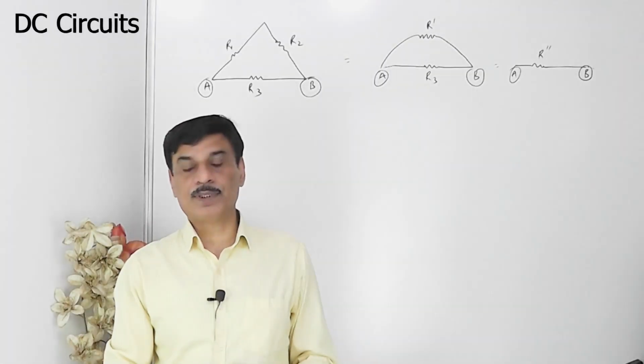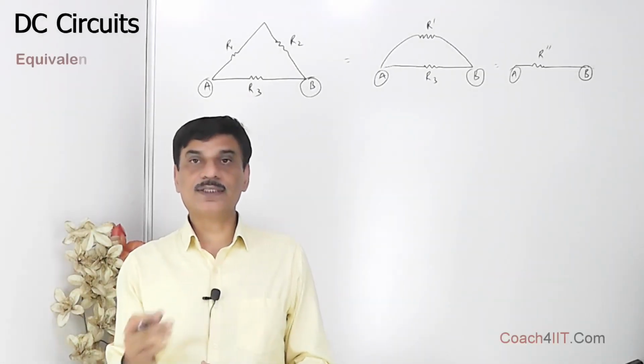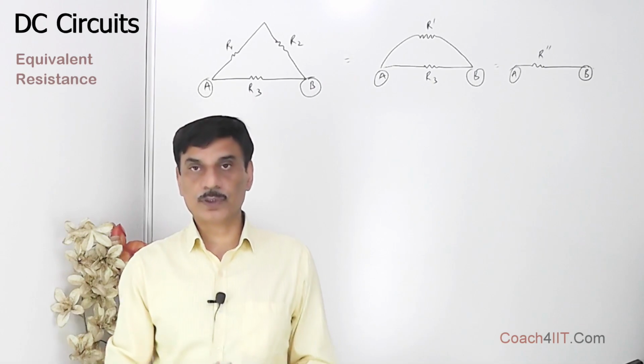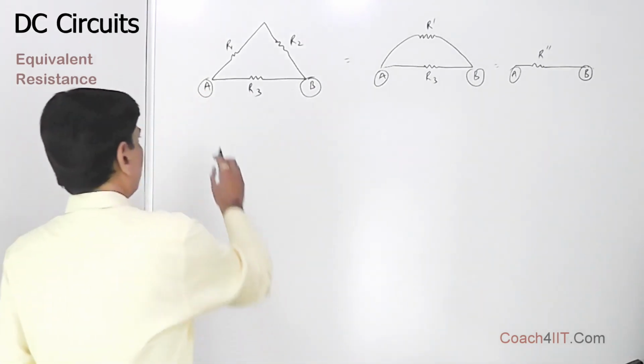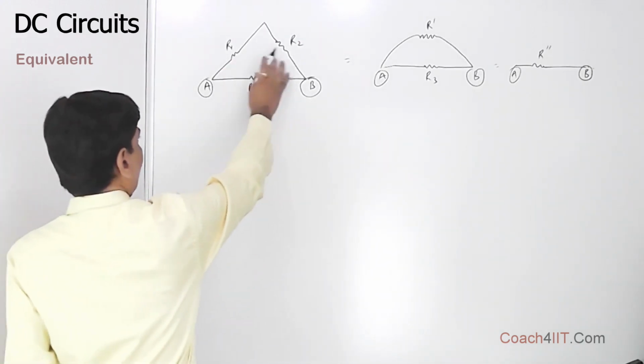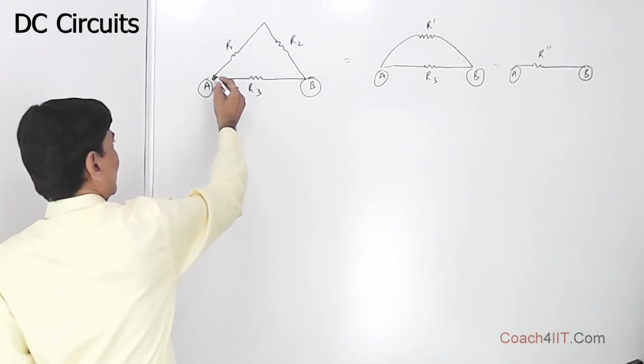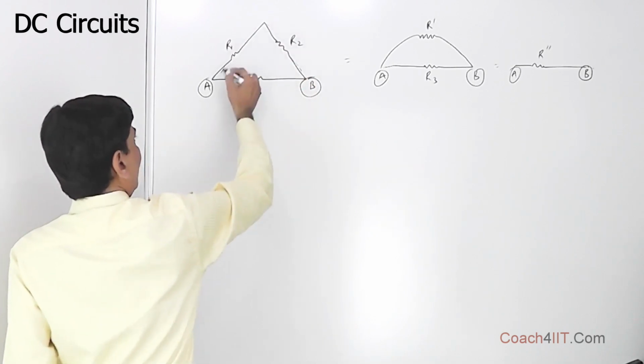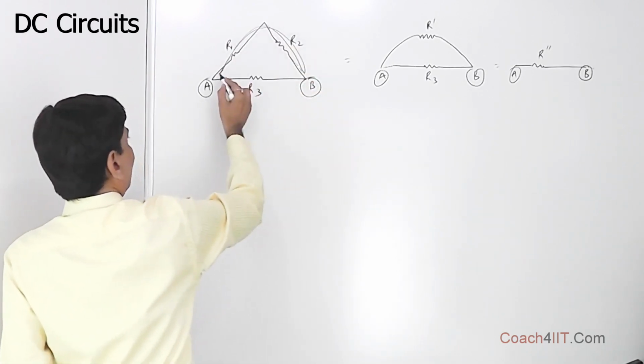Some more simple examples where the resistances are in series, in parallel, or in a combination of the two. Like over here, between A and B, if we have to find the equivalent resistance, this is R3, R1 and R2. So we see that R1 and R2 are in series, and these two are in parallel with this.